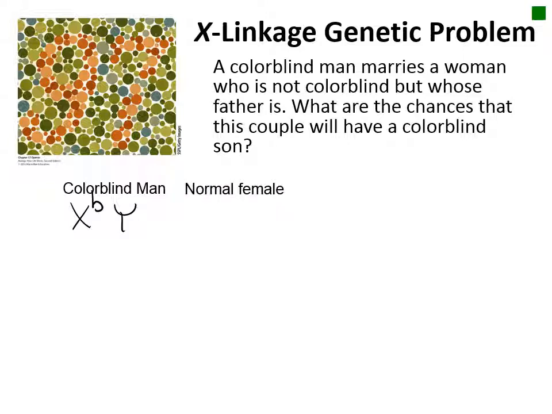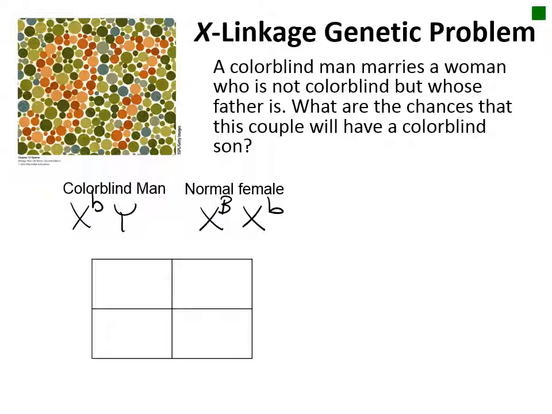The female must be XX because she's female, and she has normal vision, so at least one of her X's must have a dominant allele. However, she could be homozygous or heterozygous. Since the problem tells us that her dad was colorblind, she must be heterozygous, since one X chromosome would have come from dad, so it must have the colorblind allele.